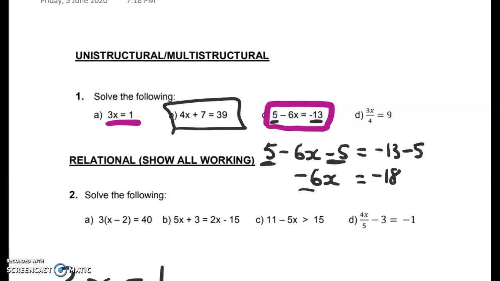Next we're going to divide both sides by negative 6. So we get x is equal to positive 3. A negative divided by a negative gives me a positive. So that's that one done.